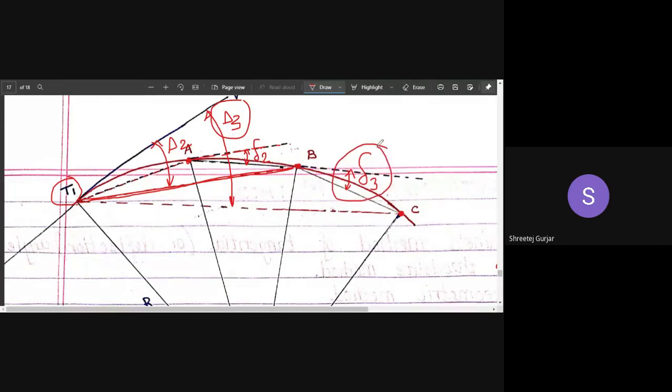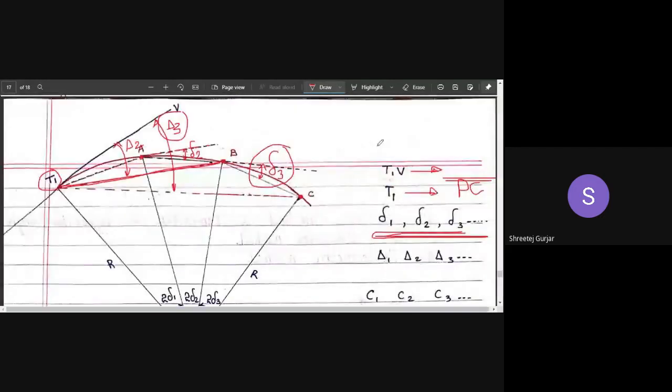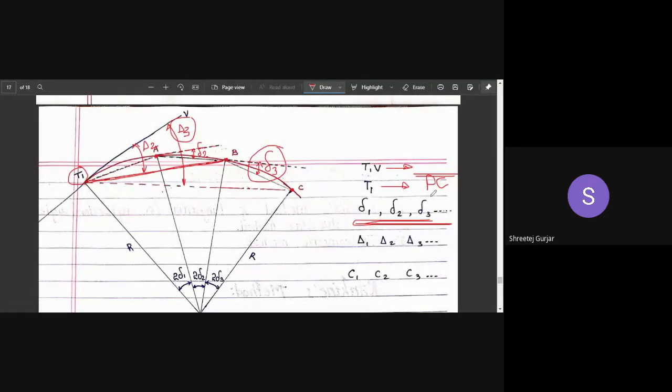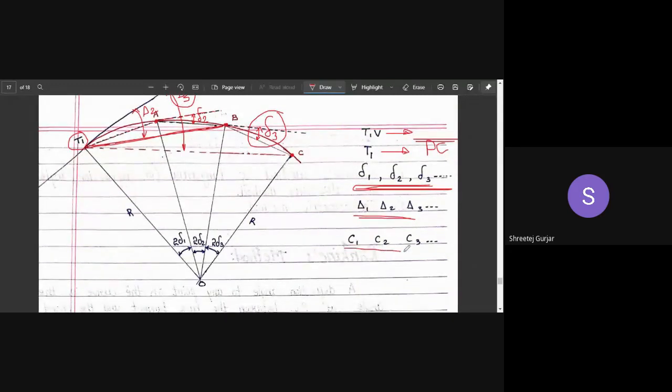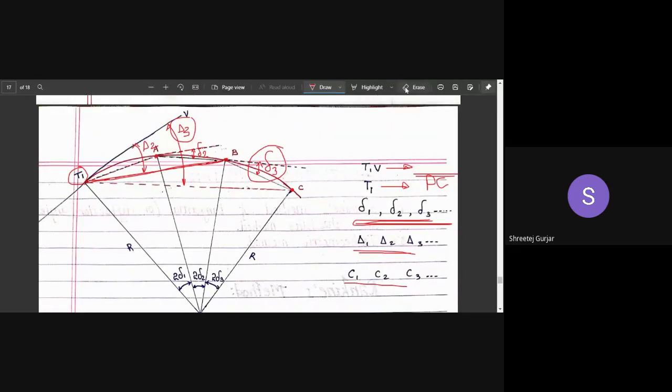Okay, so you have to mention what is tangential angle and what is deflection angle over here. So you can name this as delta 1, delta 2, delta 3. You can tell that these are tangential angles, and these capital deltas are your deflection angles. Okay, now what are C1, C2, C3? I'll draw and I'll show it.